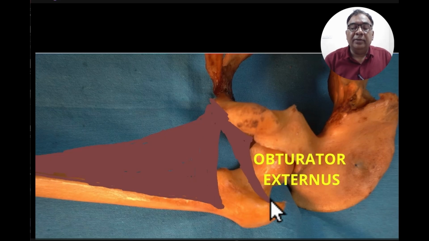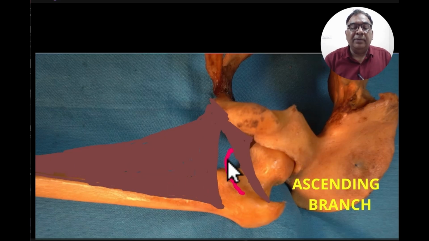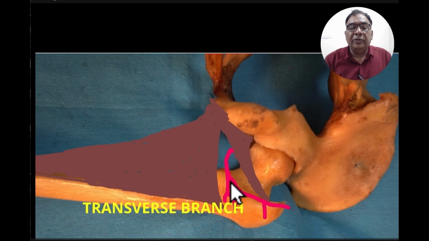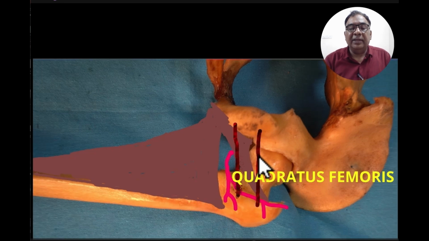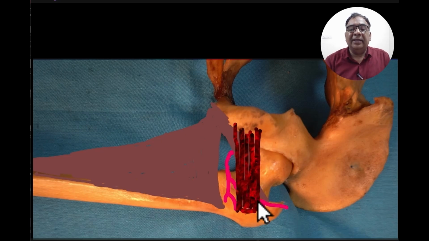Here it is inserted at trochanteric fossa and this is adductor magnus muscle and medial circumflex femoral artery here passes between obturator externus muscle and adductor magnus muscle and here it divides in two branches. This is ascending branch of medial circumflex femoral artery and this is transverse branch and this is quadratus femoris muscle. Here you can see transverse branch passes between quadratus femoris muscle and adductor magnus muscles and ascending branch passes under quadratus femoris muscles and then runs upward, reaches to trochanteric fossa.